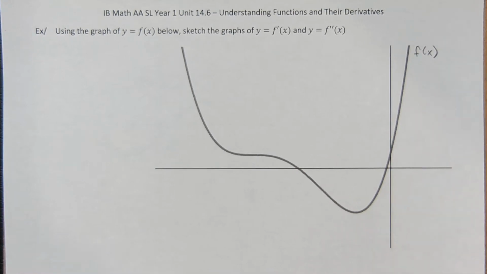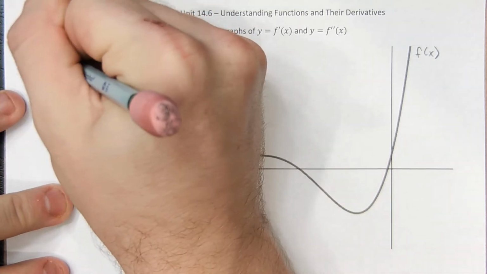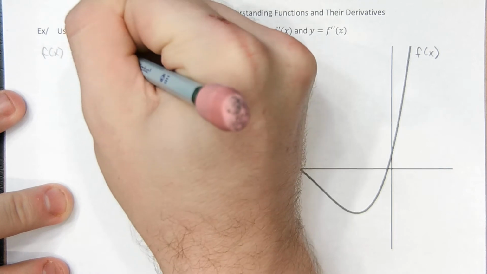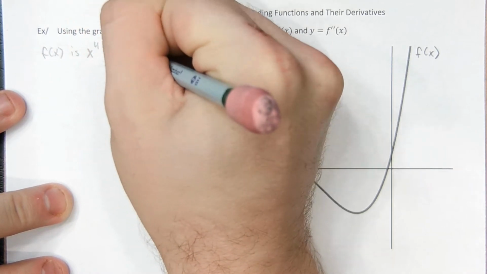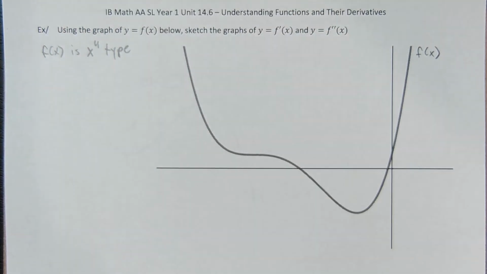And I'm going to look at it, and first thing I'm going to notice is that, well, since both endings point up, I know that my leading term has to have an even power. And there's no way it's a parabola, right? Because it's got too many bumps. So based on its shape, since it has one too many bumps, we can safely say that it's probably an x to the 4th type graph. I mean, I'm sure it's got a lot of other terms in its equation, but we know that overall it's an x to the 4th type.